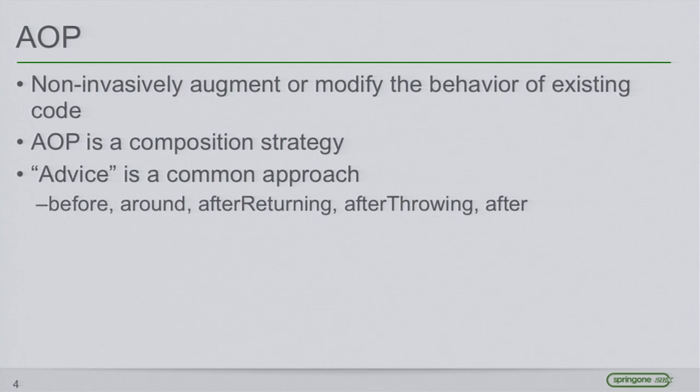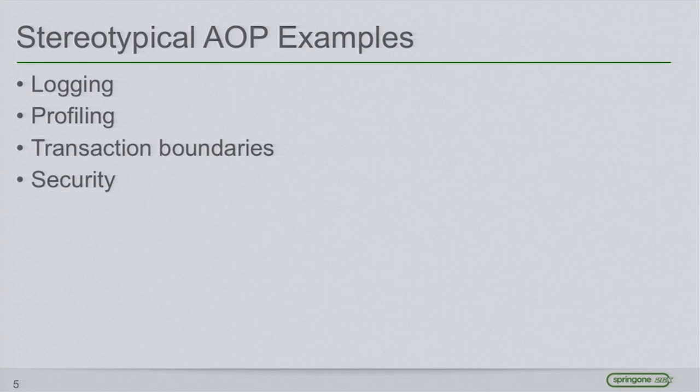And AOP falls into this class of things that you might call composition strategies. It's a way to take different pieces of code or different behaviors and combine them to make an application. And one common approach to doing AOP is called advice. So you've seen Spring AOP, AspectJ: before, around, after returning, those kinds of advice. And Spring Framework internally uses AOP a lot to do a lot of its really neat stuff like transaction delineation, right? That's all done through AOP.